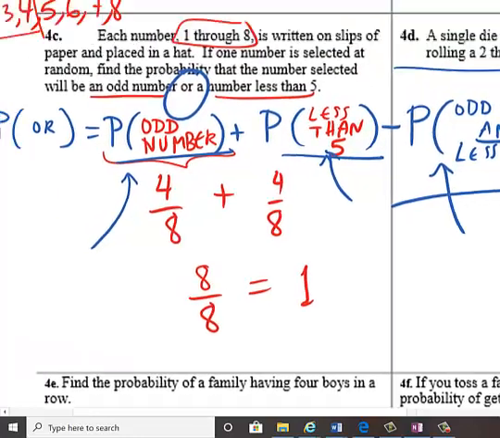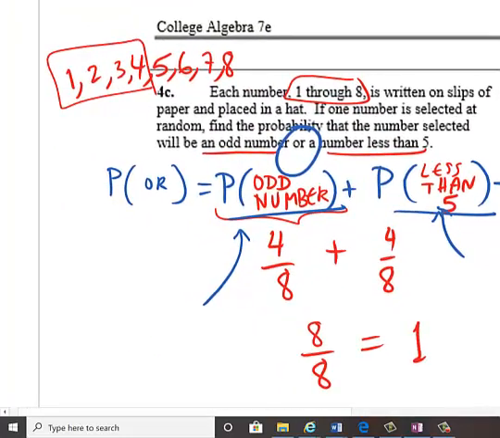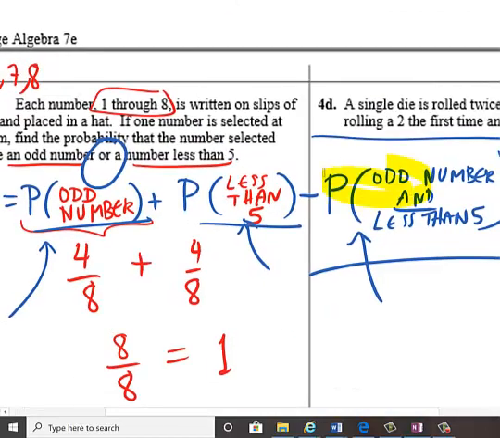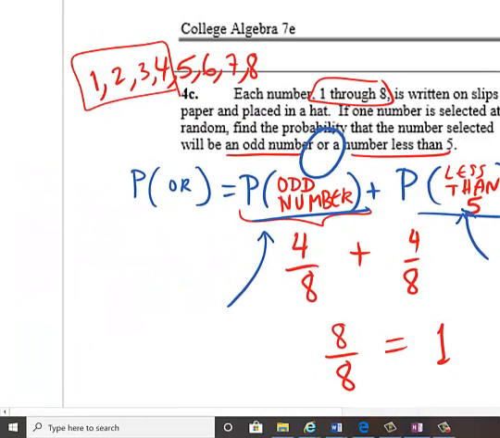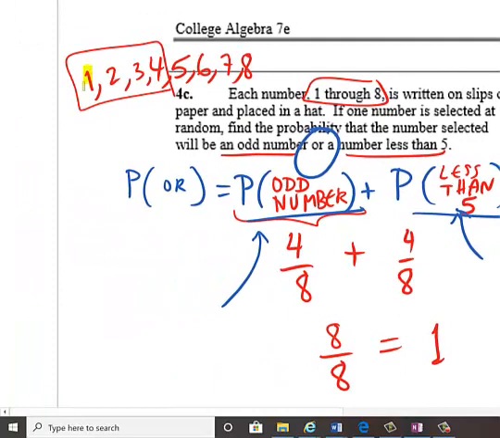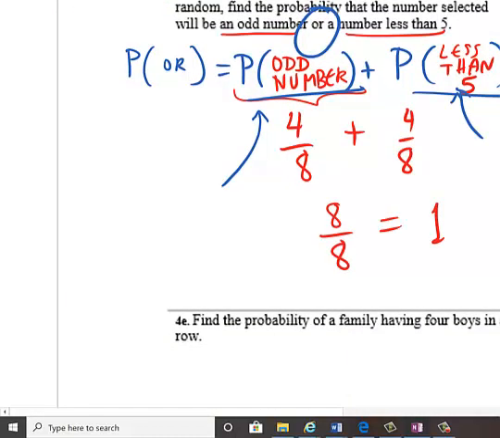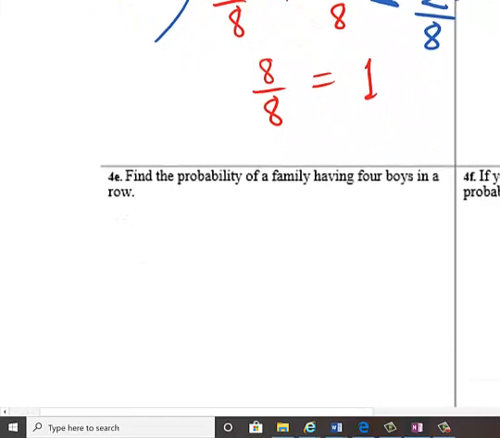So now I have to look and say, how many numbers are there that are less than 5 and odd? Just to highlight it here, this is what we're looking for. Out of this group of 1 through 8, the numbers that are odd and less than 5 are 1 and 3. So you have a 2 out of 8 chance of getting a number that's both of those things. So I can't forget about that. Subtract 2 out of 8. I'm sorry about that.